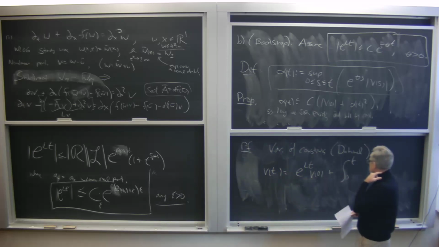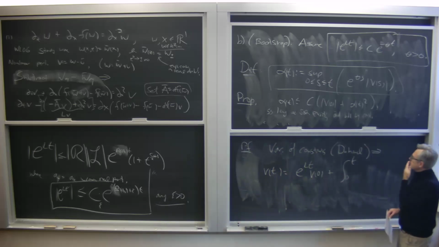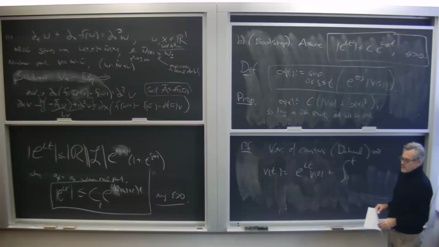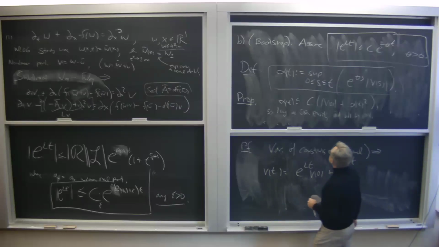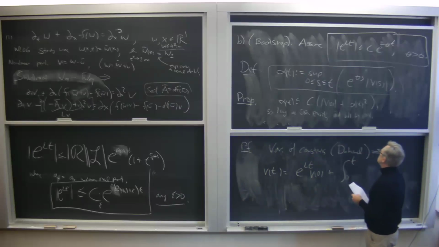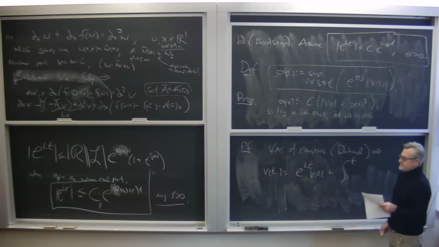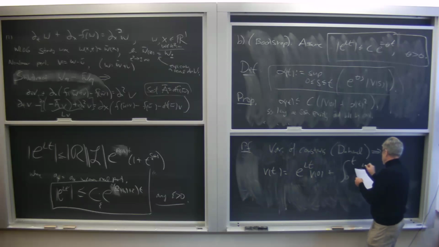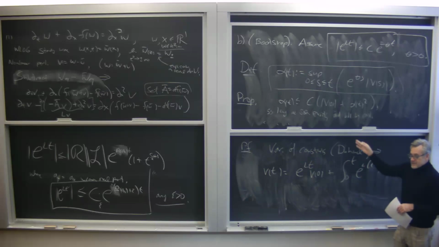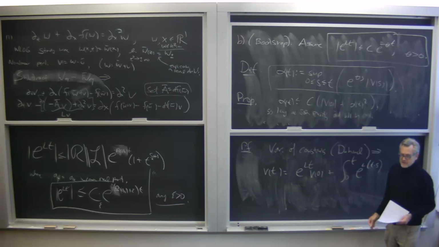I don't believe I even need V small for this one. At this point, I don't need V small. I think I just need it bounded. We'll see in a minute. You're right that typically in such arguments, we assume V small because we need to, but here I don't think we even need to.